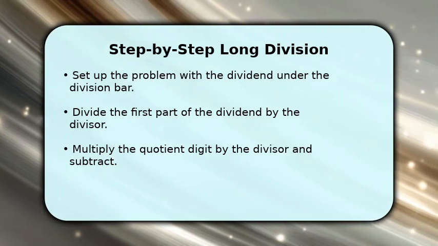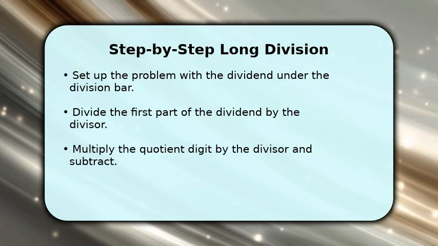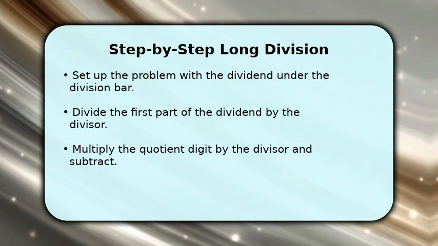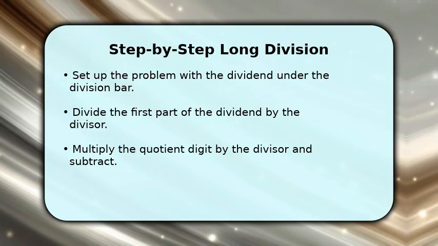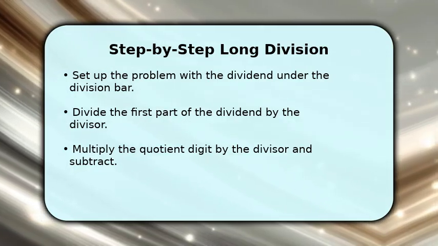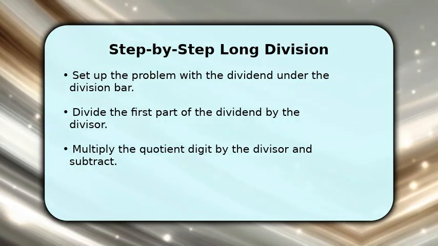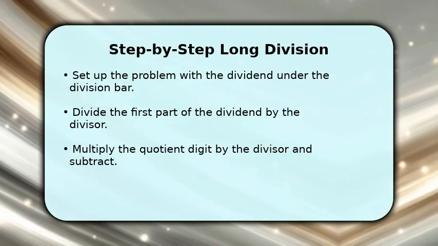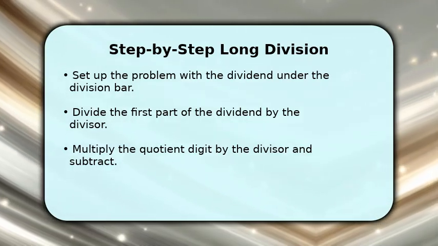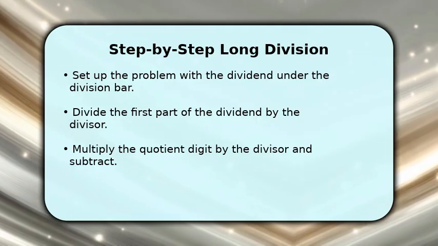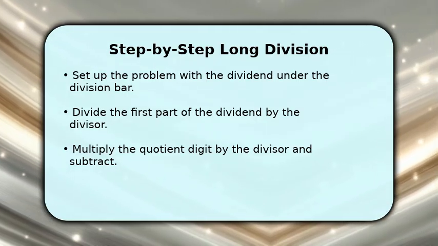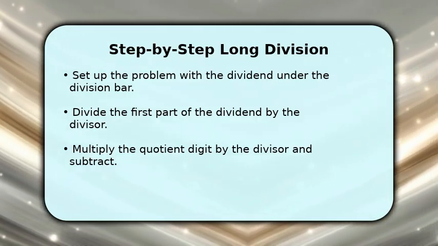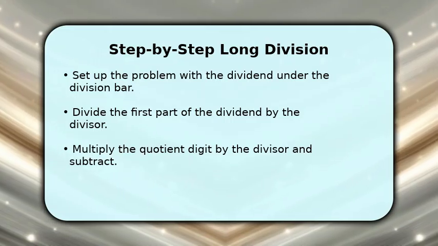Next, we will dive into the long division method, which is perfect for larger numbers. First, set up your problem with the dividend inside the division symbol and the divisor outside. Then, divide the first few digits of the dividend by the divisor to find your initial quotient digit. Multiply that digit by the divisor, subtract, and bring down the next number to continue the cycle.